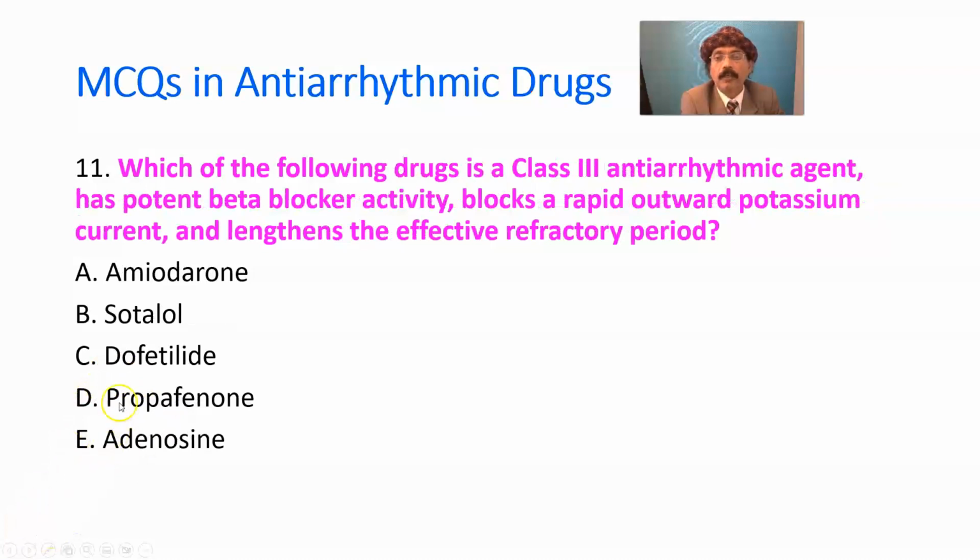Now go number 11. Which of the following drug is a class 3 antiarrhythmic agent, has potent beta blocker activity, blocks a rapid outward potassium current, and lengthens the effective refractory period? Choices are amiodarone, sotalol, dofetilide, propafenone, adenosine. Question number 11. So answer should be B, the sotalol. Sotalol is the answer. Okay.